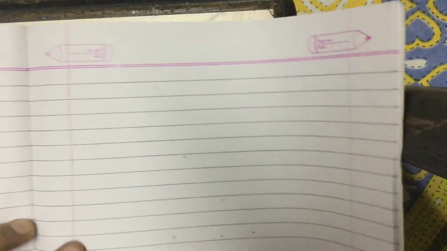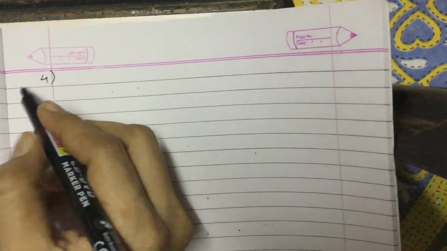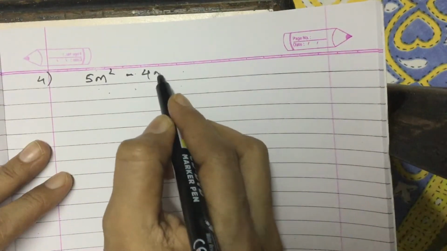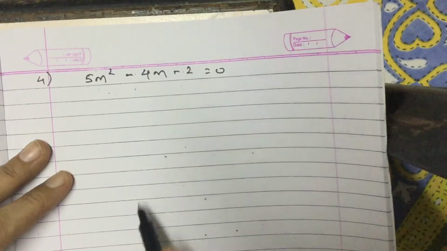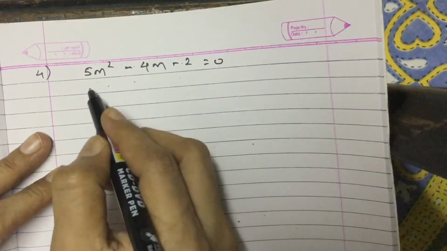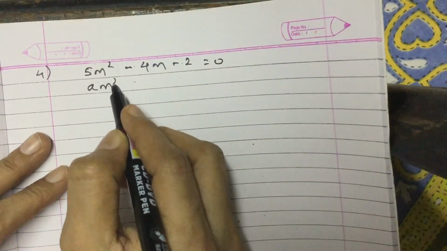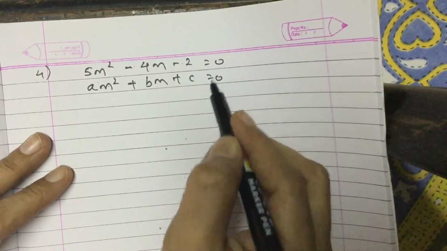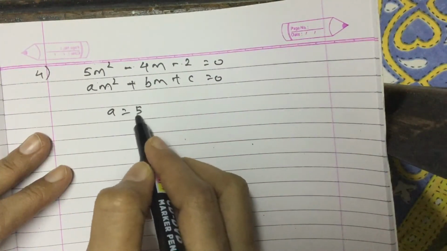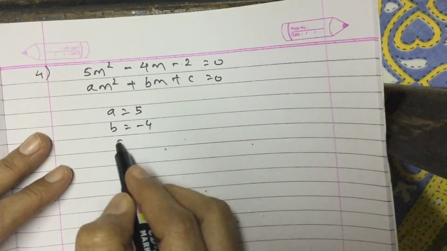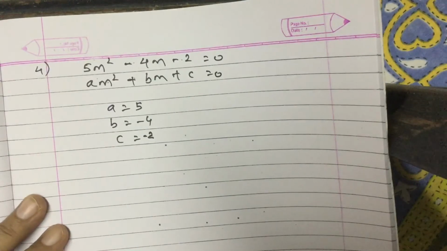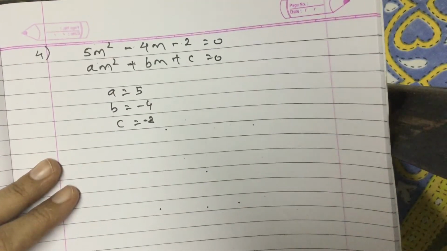Question number 4. 5m square minus 4m minus 2 is equal to 0. So here we compare with the standard form, am square plus bm plus c is equal to 0. a is equal to 5, b is equal to minus 4, c is equal to minus 2. These are the values of a, b, c.